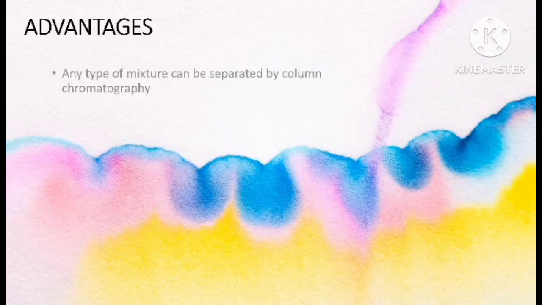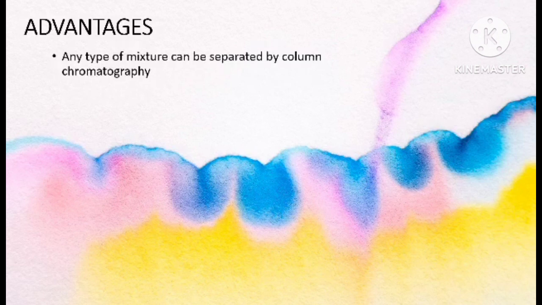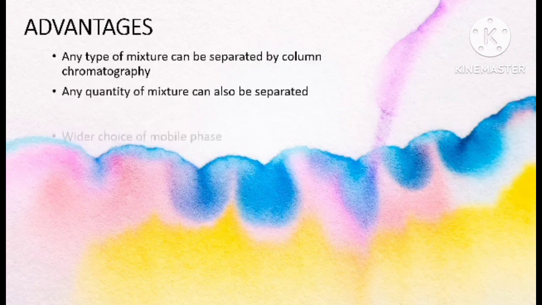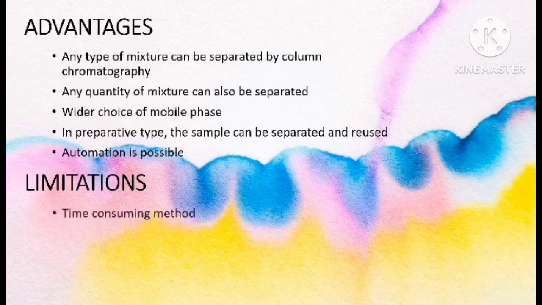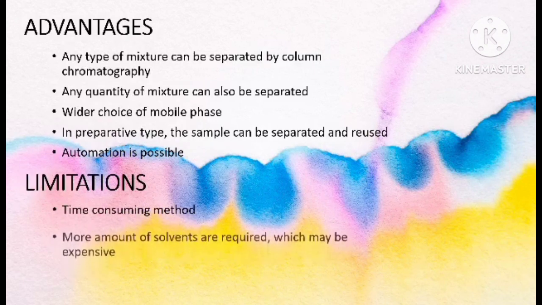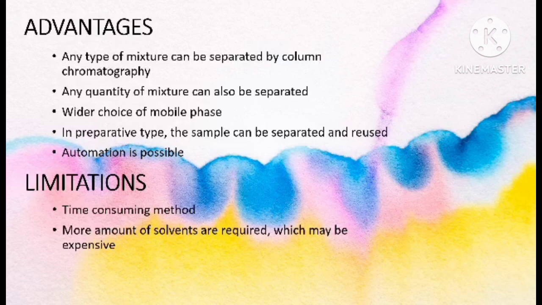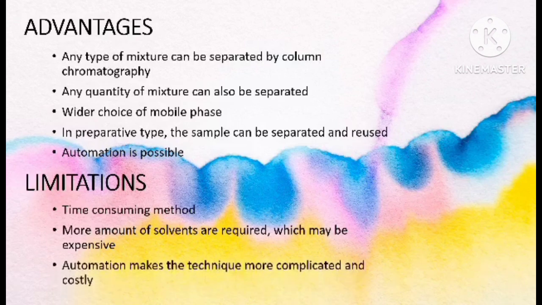The advantages. Any type of mixture can be separated by column chromatography, and any quantity of mixture can also be separated. Wider choice of mobile phase. In preparative type, the sample can be separated and reused. Automation is possible. These are the advantages of column chromatography. How about the limitations? It is also a time-consuming method. More amounts of solvents are required, which may be expensive, and automation makes the technique more complicated and costly.